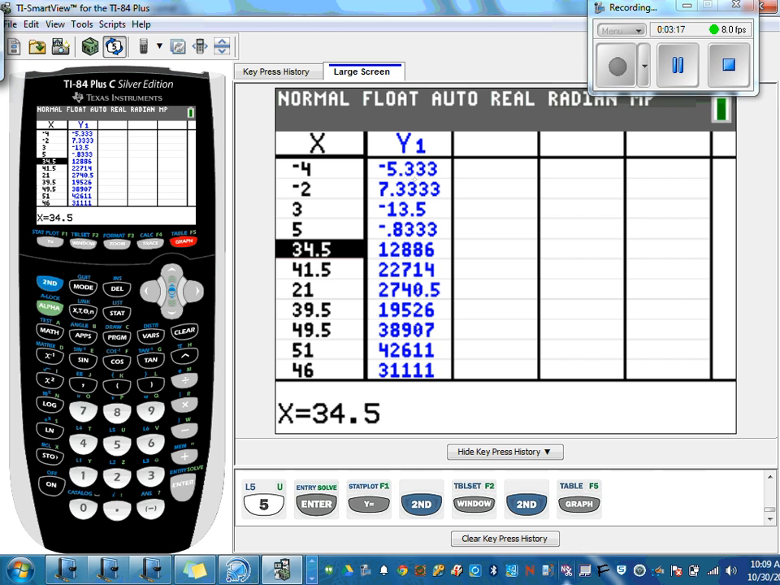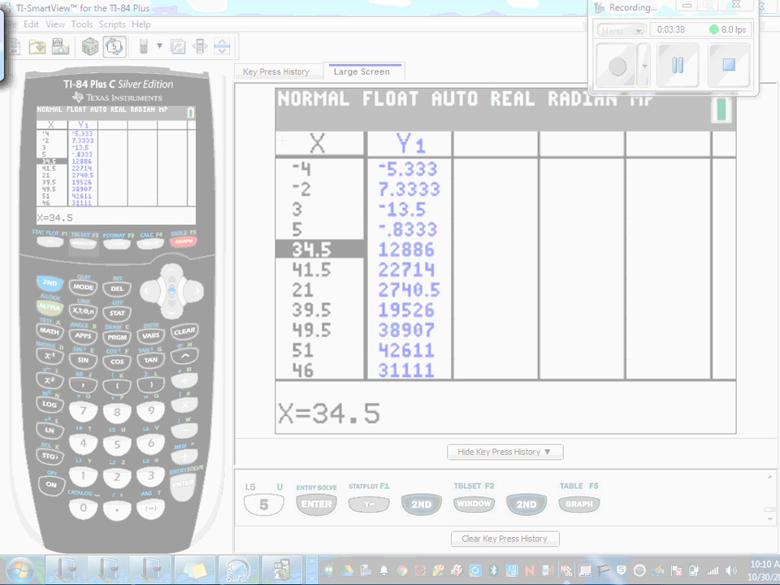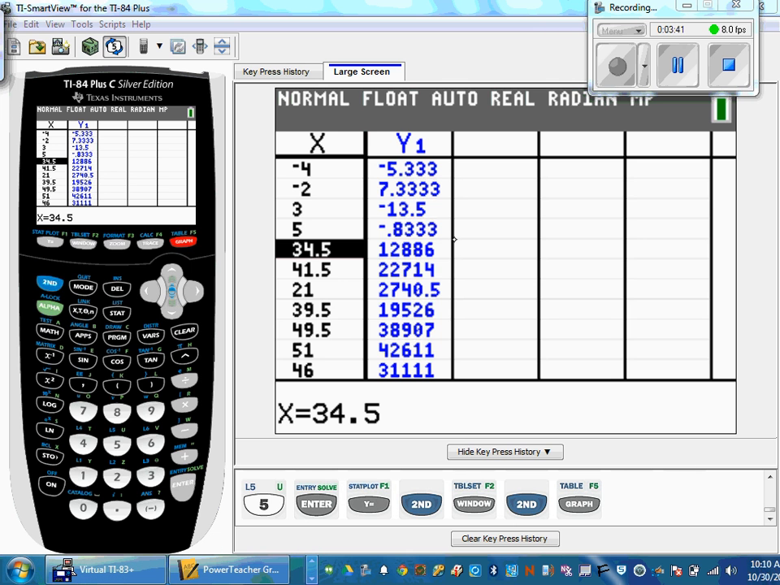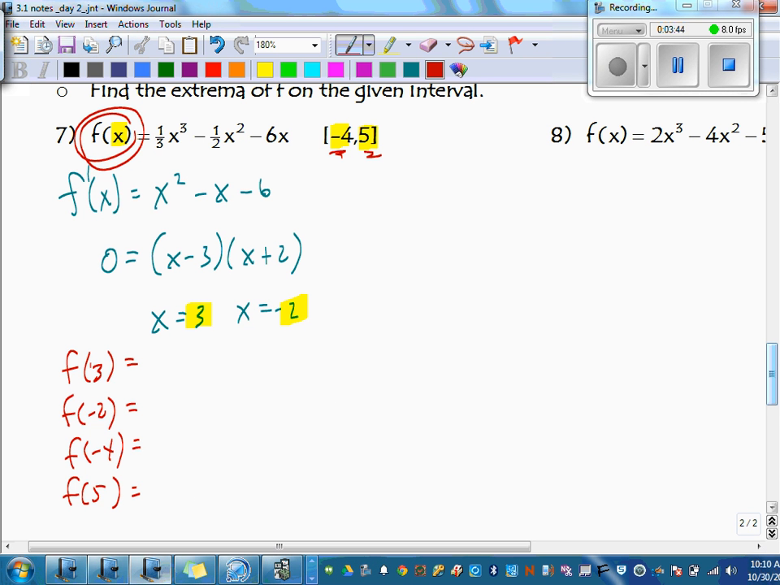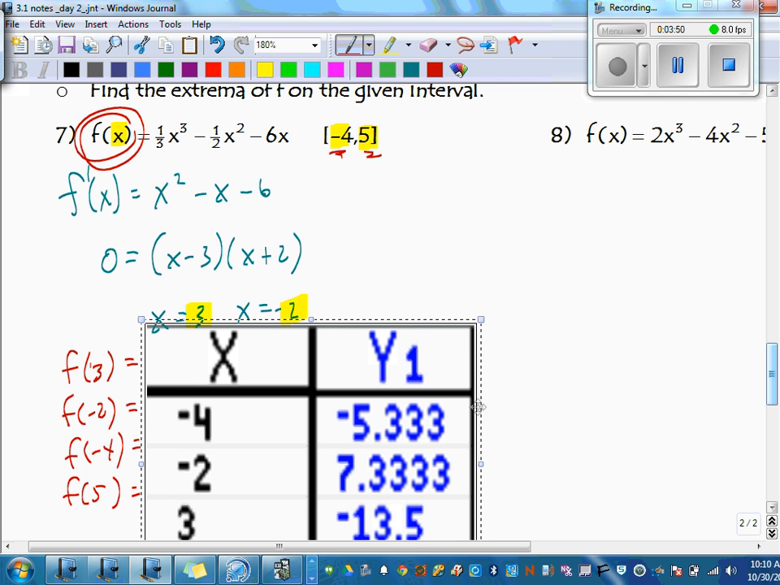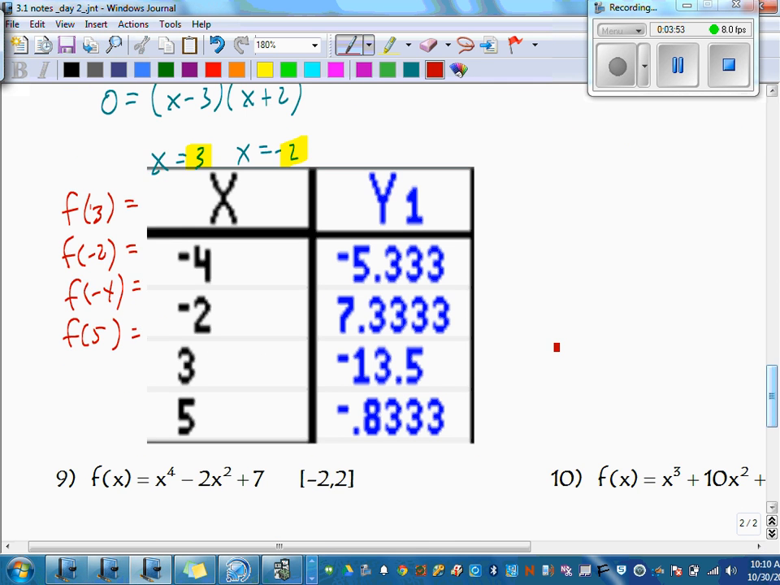So I typed in negative 4, here's my y value. Put in negative 2, here's my y value. Put in 3, there's my y value. So my absolute max is 7.3. That's our biggest one. Right? Our absolute minimum would be negative 13.5. Alright, so this one, absolute max. This one is our absolute min.